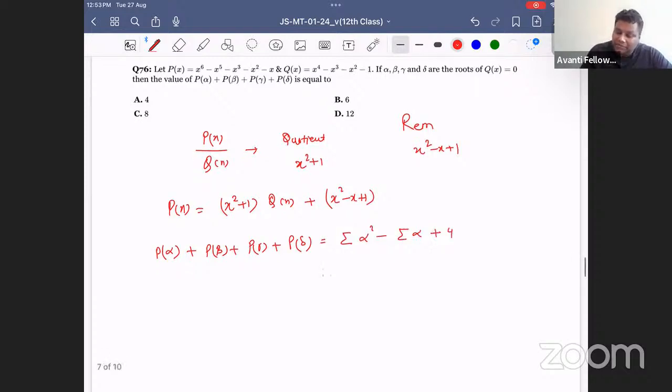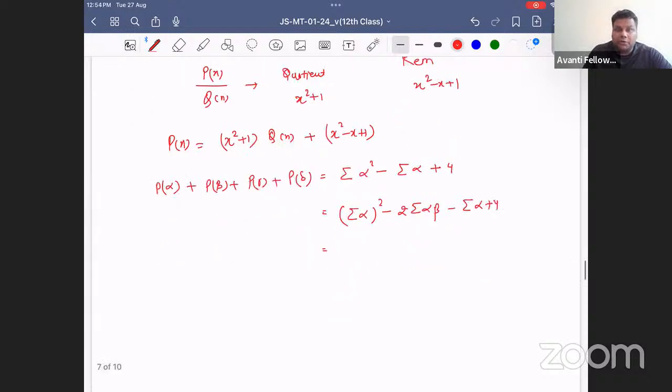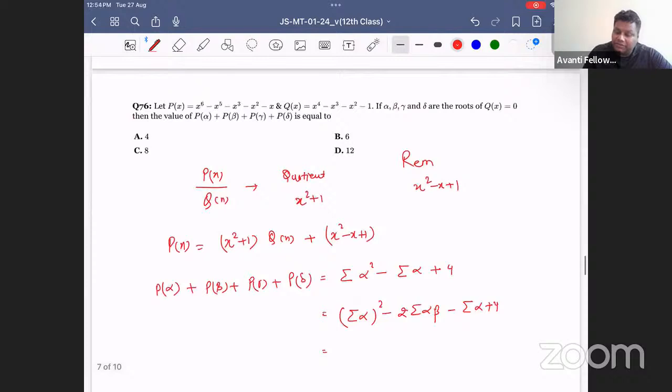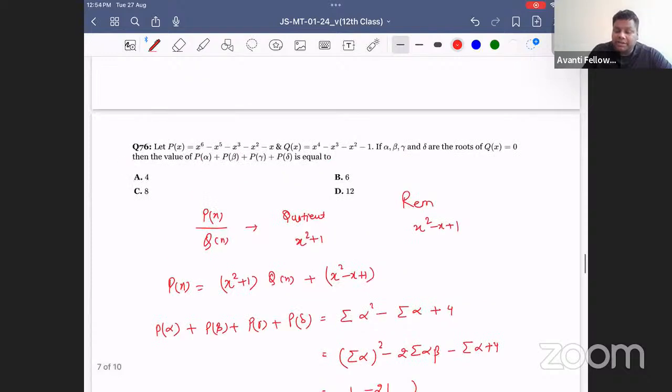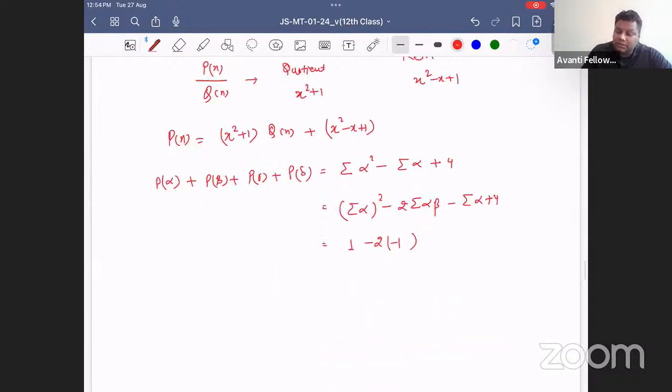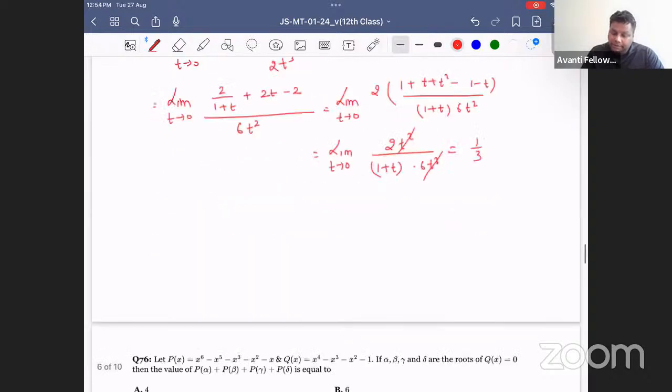Got it? The sigma alpha square is sigma alpha whole square minus 2 sigma alpha beta minus sigma alpha plus 4. Now, the sum of all the roots from the Qx will be 1. So it is 1 minus 2 times sigma alpha beta, which means the sum of roots taken 2 at a time. It will be minus 1, minus again the sum of all the roots, 1, and plus 4. So 1 and 1 cancel, 4 and 2 make 6. Am I clear? Very good.